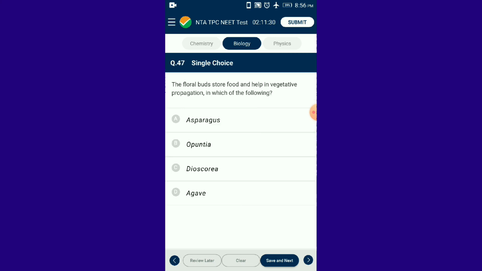Question number 47. The floral buds store food and help in vegetative propagation in which of the following? The answer for this question is agave. A bud is a condensed immature shoot that has a growing point surrounded by closely placed immature leaves. Buds can be terminal or lateral. The axillary bud is a type of lateral bud that develops in the axil of leaves arising at each node. The agave plant has thick green leaves with sharp edges. A central flower stalk of 6 to 12 meters emerges from the plant and produces hundreds of buds, approximately 5 to 10 centimeters long, known as floral buds.